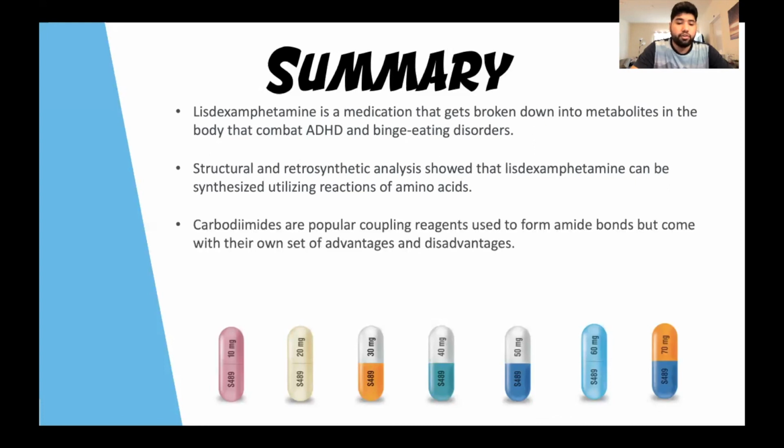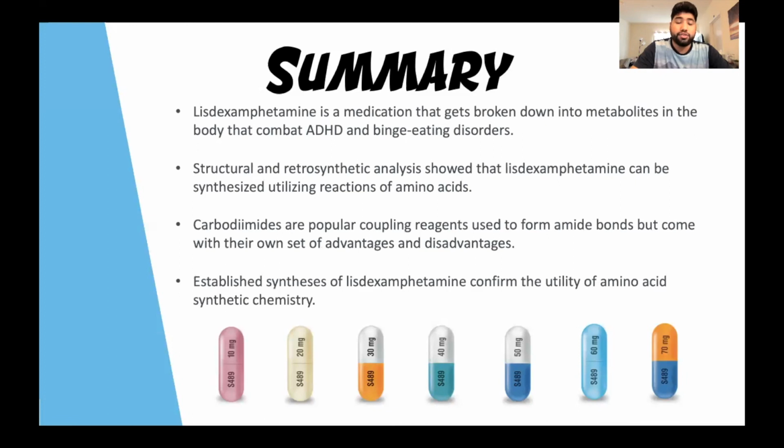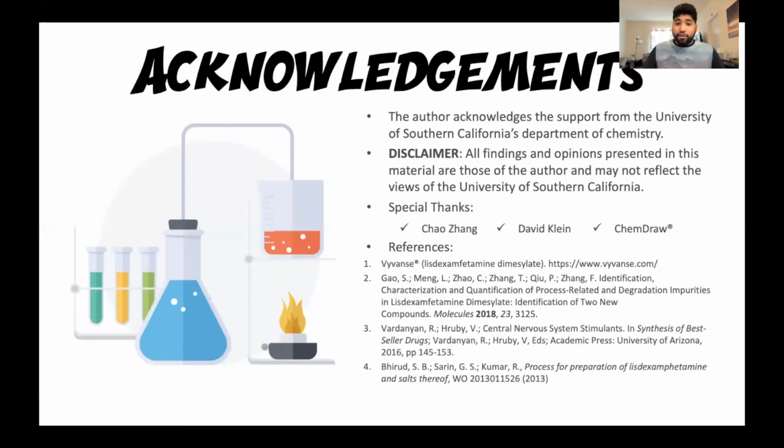After that, we explored carbodiimides. We took a look at the mechanism of how they form peptide bonds and even noted the good and the bad about their use. Finally, we looked at a couple of actual synthetic routes for lisdexamphetamine. Each utilized amino acid chemistry and even allowed us to point out criteria for designing syntheses, such as reactivity and cost of reagents. And here are my references.